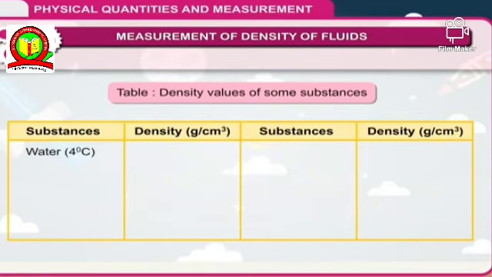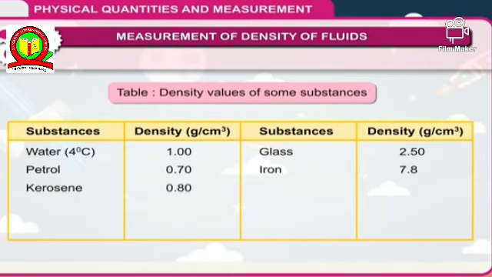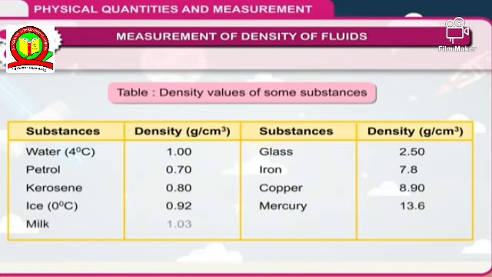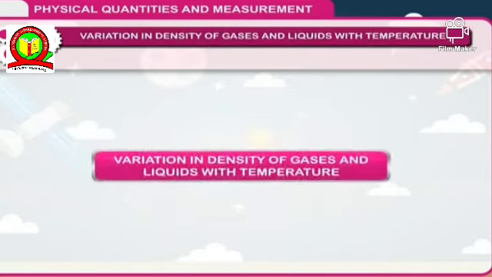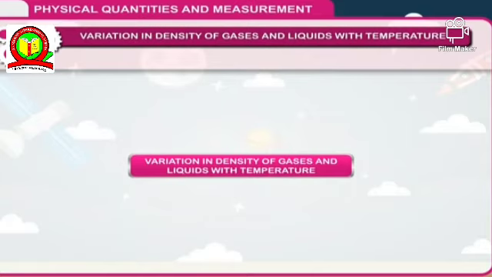Water, 4 degrees Celsius, 1. Glass, 2.50. Petrol, 0.7. Iron, 7.8. Kerosene, 0.80. Copper, 8.90. Ice, 0 degrees Celsius, 0.92. Mercury, 13.6. Milk, 1.03. Gold, 19.3. Variation in density of gases and liquids with temperature.